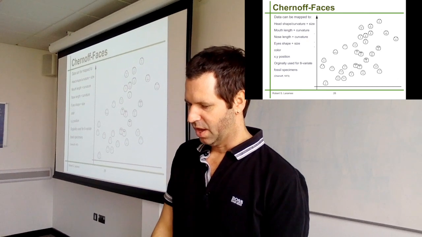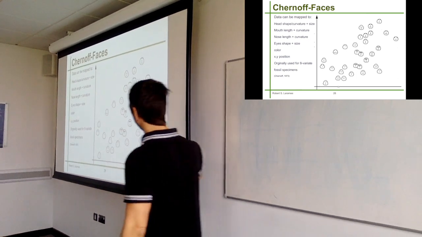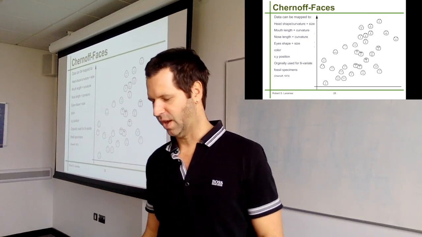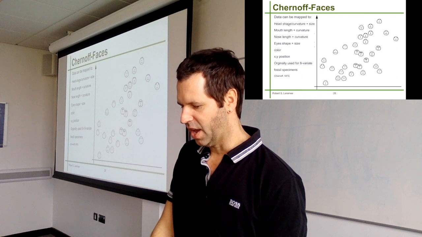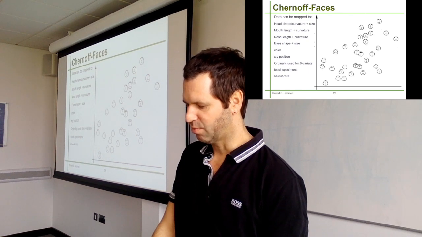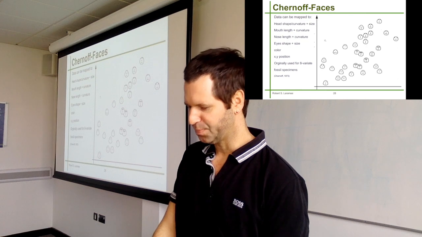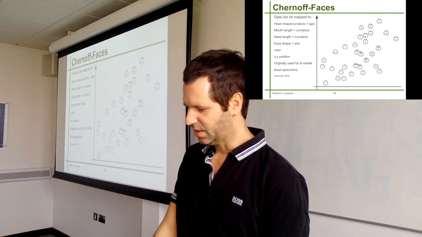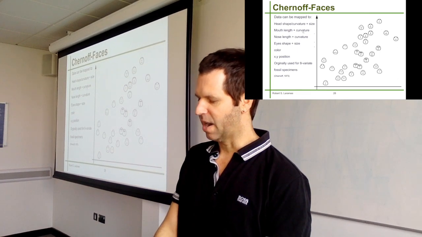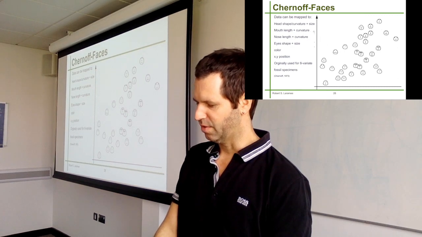But you can see that you can use glyphs to encode several variables. In this case, the glyphs have a position, which reflects the X and the Y axis. So those are two variates being conveyed. Now, the shape and the curvature of the head is changing. This one is round and this one is not so round. So shape and curvature encode a variate. Also, size is not really changing in this example, but it could change as another variate. The length of the mouths is changing. This one has a small mouth and this one has a long mouth. The curvature of the mouths is also changing.